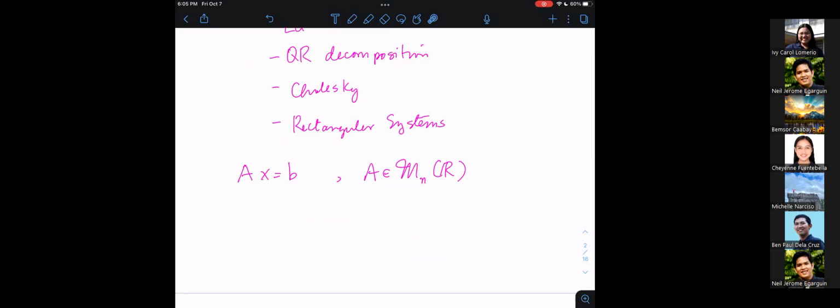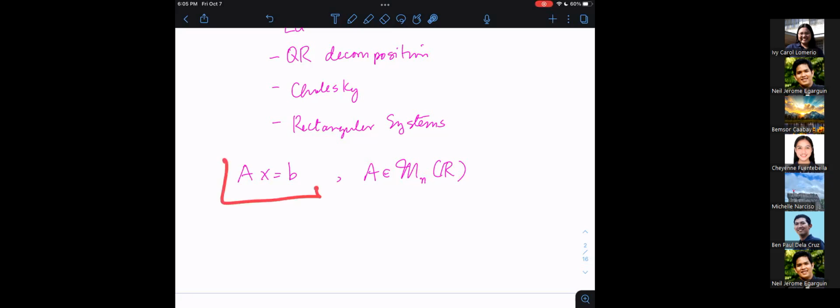So like this one, curly M is the set of all matrices. And then yung subscript, siya yung nagsasabi kung anong size ng matrix. So in this particular case, there's a single number in the subscript. So that means ito ay isang square matrix with n rows and n columns, right?